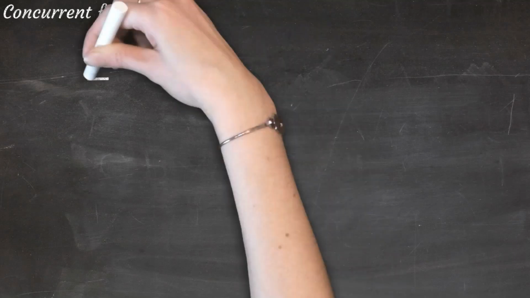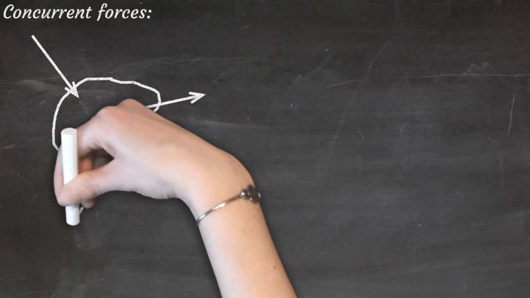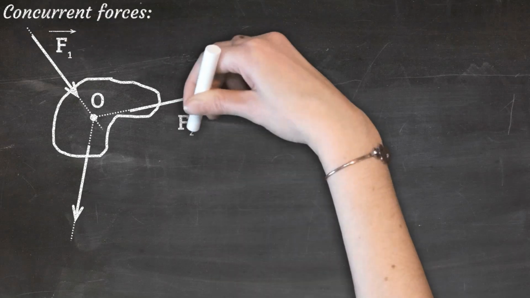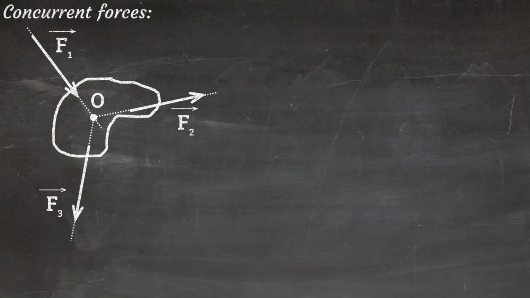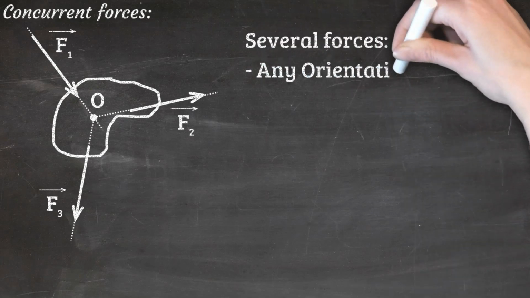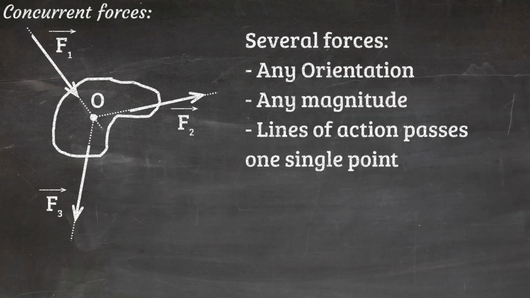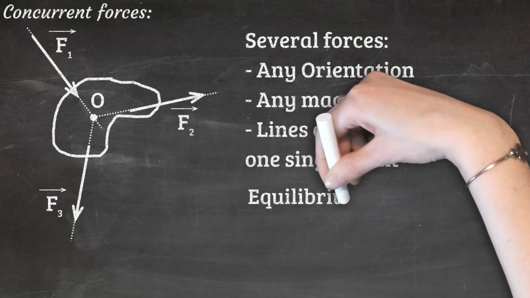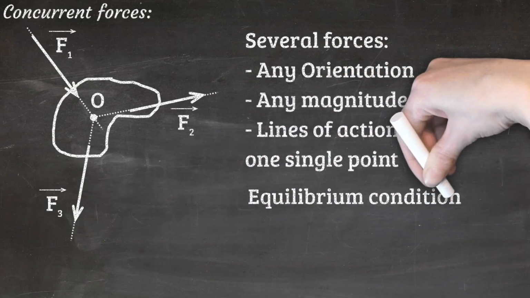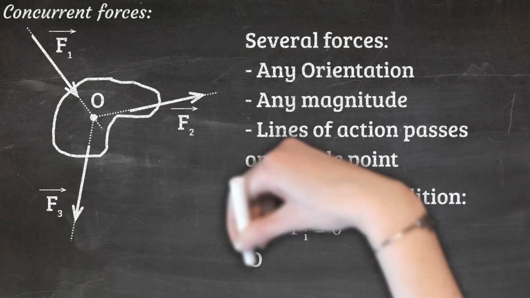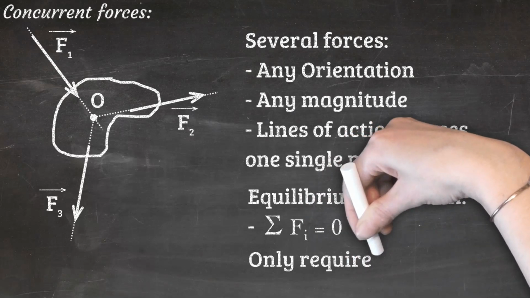Now let's look at another special case, where we have several forces applied to a rigid body. In this scenario, the forces are in different orientations and have different magnitudes. But the line of action of all the forces passes through one single point. This type of system of forces is known as concurrent forces. For a rigid body under concurrent forces to be in equilibrium, we need to only satisfy the force equation, because the forces do not create any moment around point O.